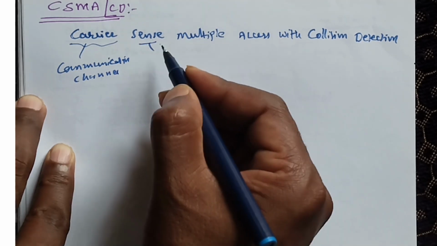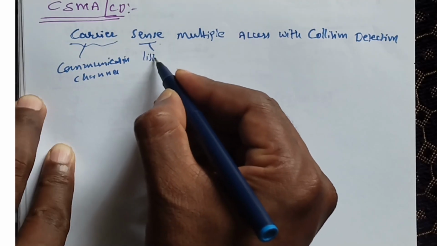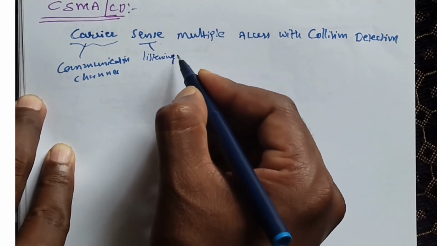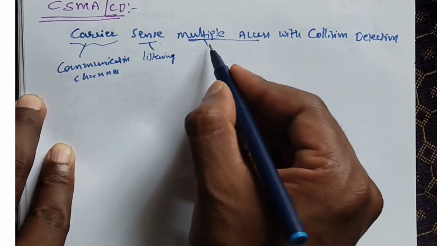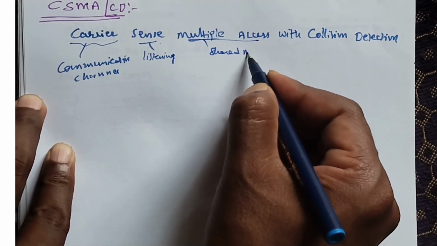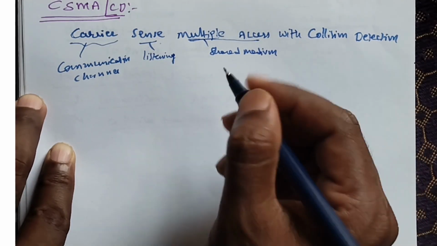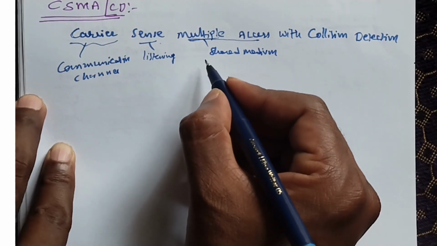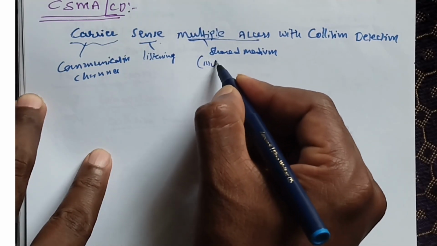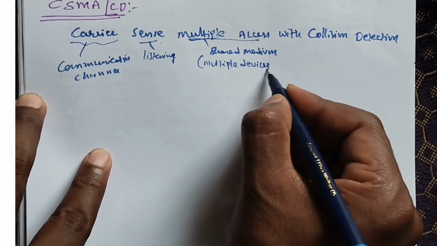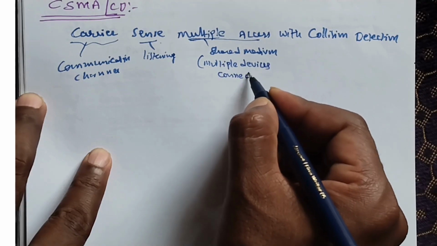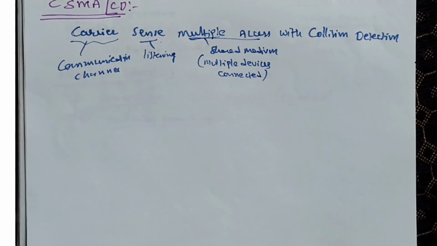Okay, here sense means listening the channel, and multiple access means it is nothing but shared medium. It means multiple devices connected with a single wire, that is called shared multiple access with collision detection. Okay, we will see it is one of the protocols.